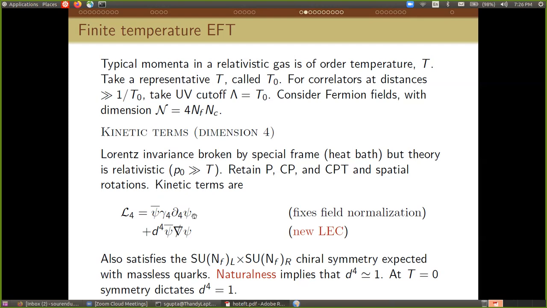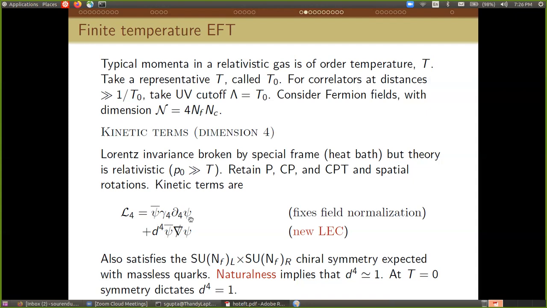I should remind you, I'm working in the Euclidean, so gamma 4 is the Euclidean gamma matrix. And that's one term. And then there's another term which involves psi bar gamma I di, which I've given by this slashed gradient term, psi bar gamma I di psi. And they could, of course, have different coefficients. Okay. So we'll choose the coefficient.